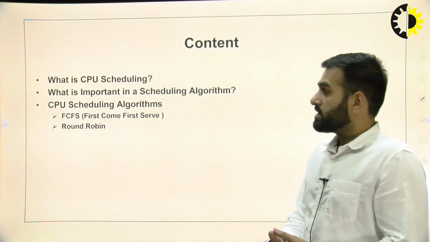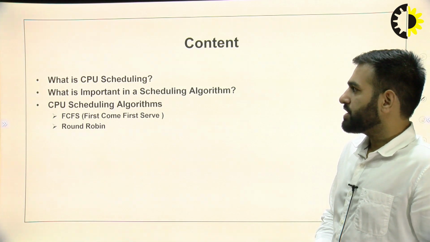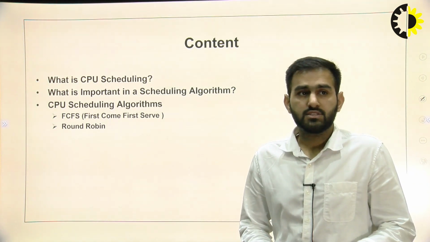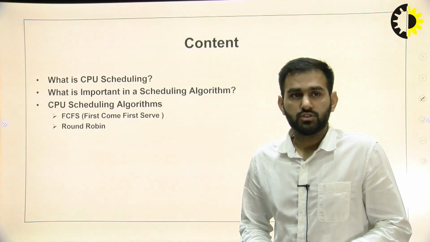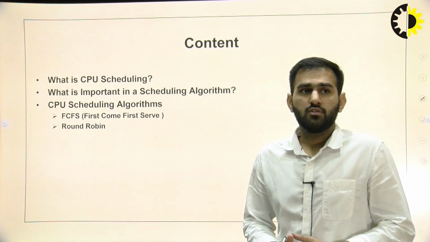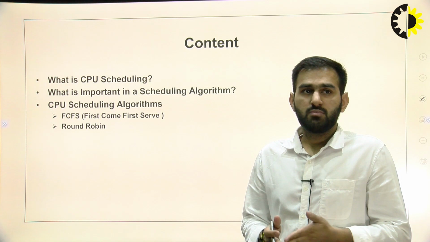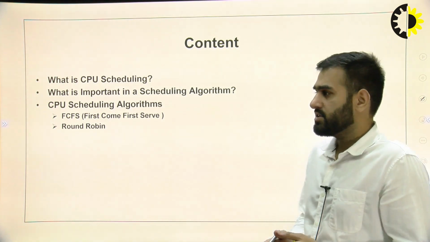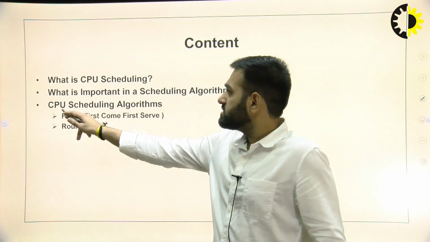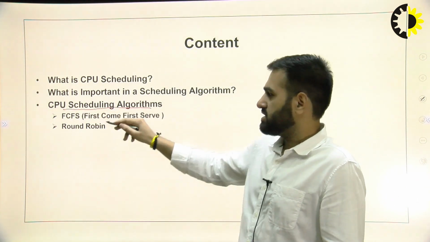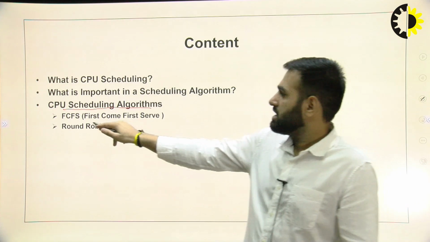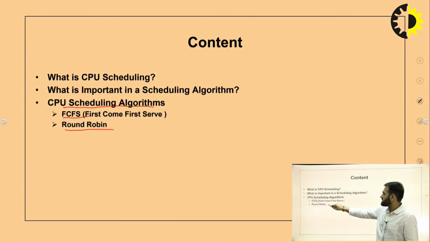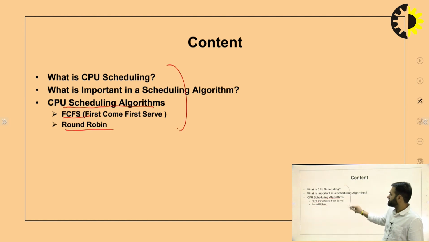Now, the content I'm covering today: the first topic is what is CPU scheduling. Next is what is important in CPU scheduling algorithms. The first one is what is CPU scheduling and why we need it. The third one is the CPU scheduling algorithms. There are two algorithms currently: first come, first serve, FCFS, and round robin. These are the topics that I will be covering today.